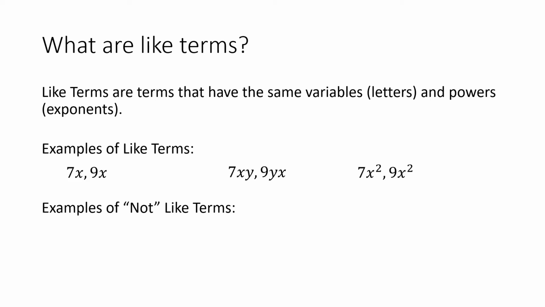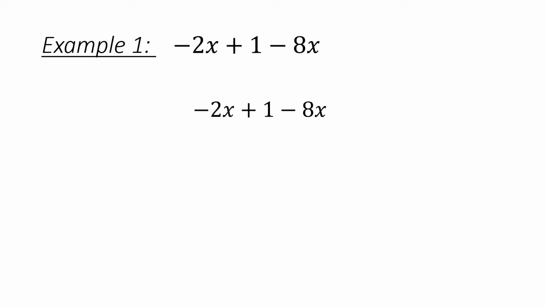Examples of not like terms would include 7x and 9y, two different variables. 7xy, 9yxz. The 9 has an extra z, and so those are not like terms. 7x squared or 9x cubed, not like terms. They have different powers, different exponents on the variable x, and therefore they're not like terms.